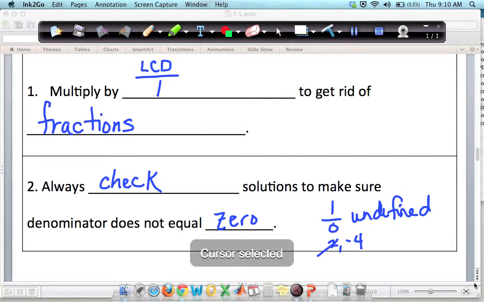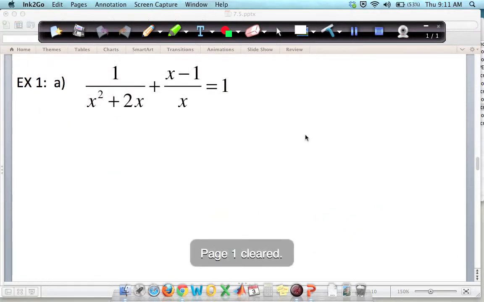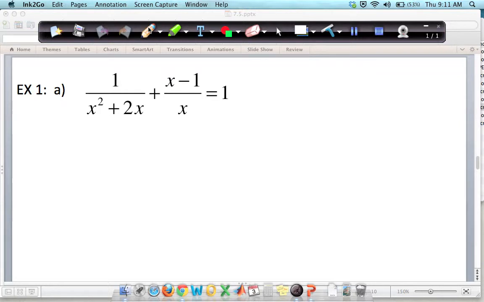Okay, so let's practice solving. We're going to solve 1 over x squared plus 2x plus x minus 1 over x equals 1. So before I can even solve, the first thing I need to do is simplify this denominator, x squared plus 2x, before I try and find the LCD. So what I'm going to do is pull out that GCF of x and rewrite this as x times x plus 2. If I don't do this, my LCD is going to be much more complicated and it's going to be much harder to solve. So you always want to do this first.